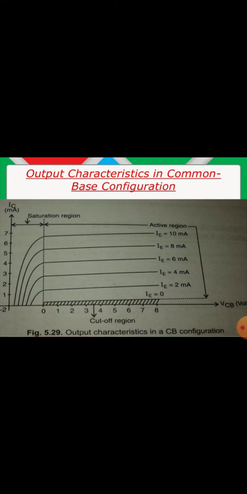So what is output resistance? It is the ratio of change in collector base voltage to the resulting change in collector current at constant emitter current.